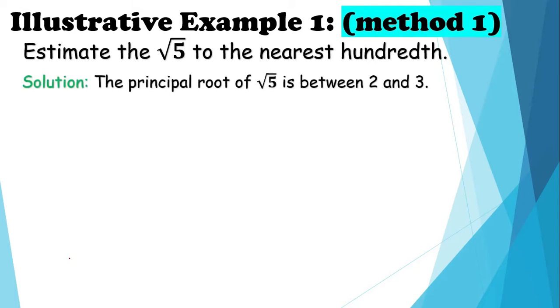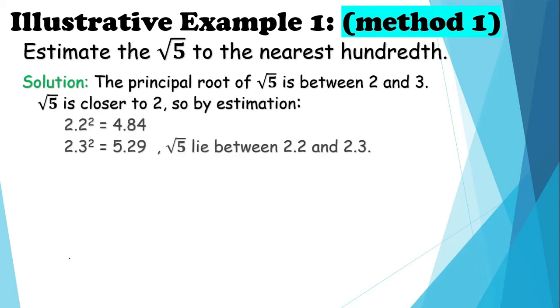Solution: the principal root of square root of 5 is between 2 and 3. So, alam natin, gamit yung method natin nakaraan, the answer is 2 and 3. Square root of 5 is closer to 2. So, by estimation, so we have 2.2 squared which is 4.84. So, pag multiply natin yung 2.2 squared, we have 4.84, while 2.3 squared, we have 5.29. And square root of 5 lie between 2.2 and 2.3. So, mapansin natin, yung exactong 5, ay nasa pagitan ng 4.84 and 5.29.